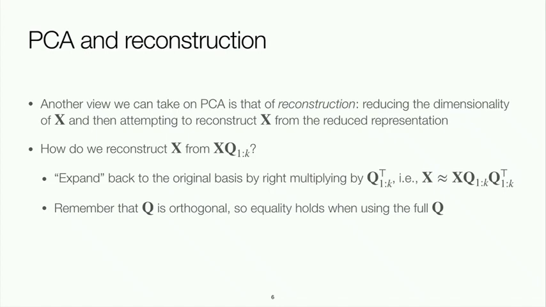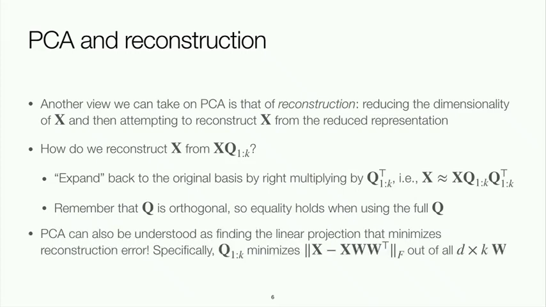So this is the view of reconstruction. You can do PCA, dimensionality reduction, down into a k-dimensional space, and then attempt to reconstruct what your d-dimensional data was in the beginning. And as it turns out, PCA is the linear projection that minimizes reconstruction error. Okay, so out of all of the possible d by k matrices that I could have picked, call these W, it turns out that Q 1 through k is the one that minimizes this objective right here.